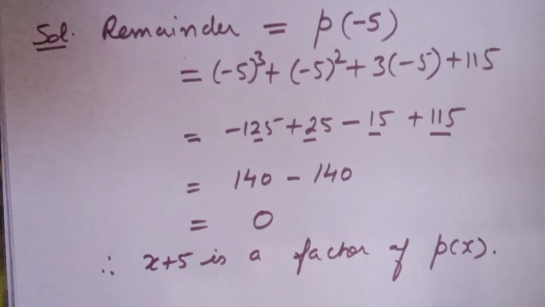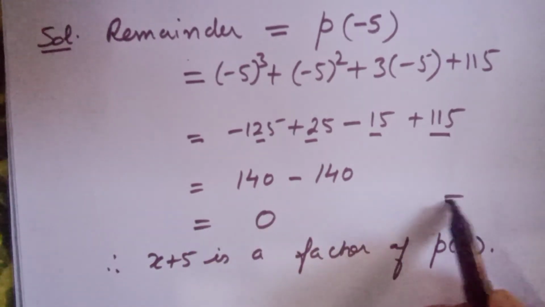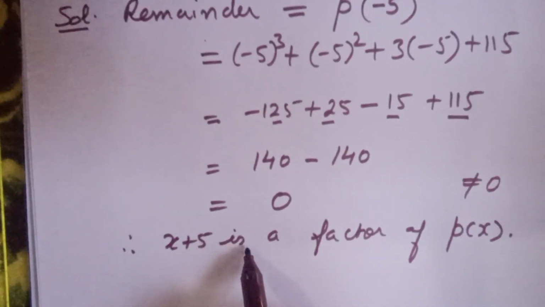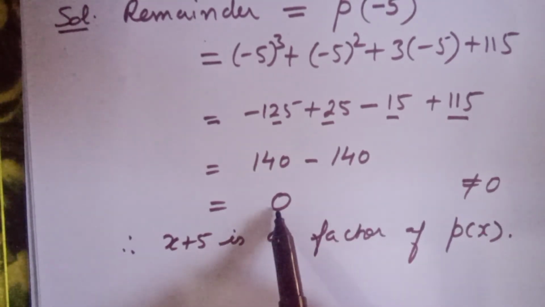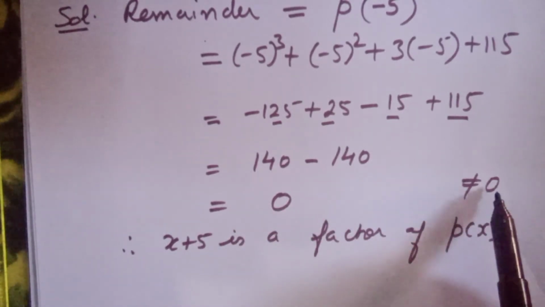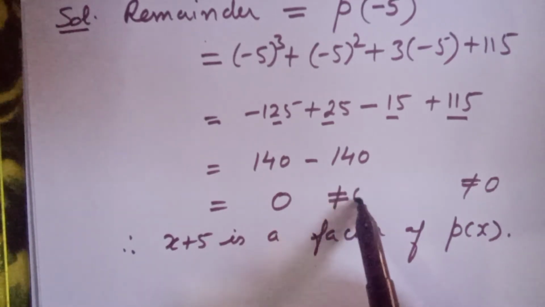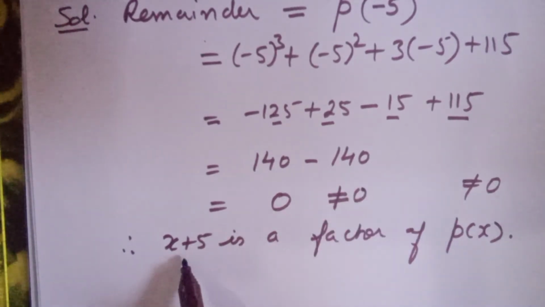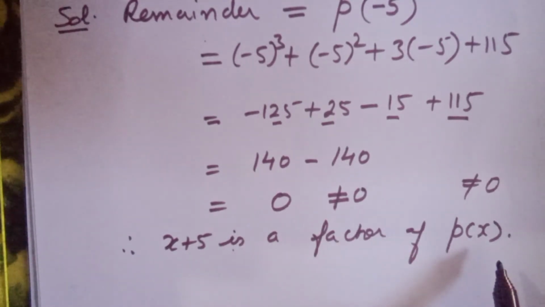This is how we have to solve. If this is not equal to 0, we will write here is not equal to 0, and here we will write this is not a factor of px. When this is not coming out equal to 0, we will write it is not equal to 0, and here we will write this is not a factor of px.